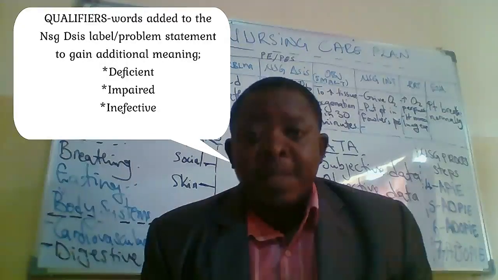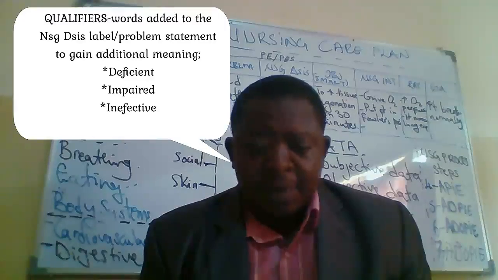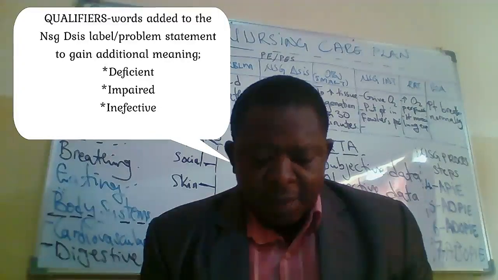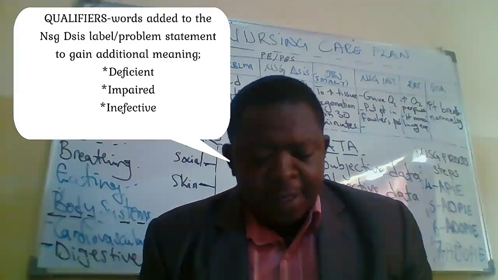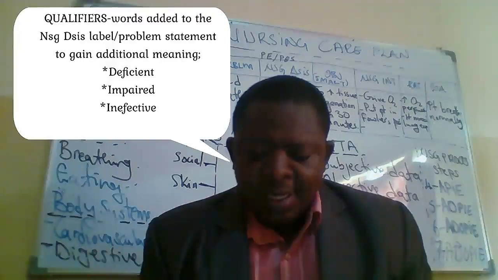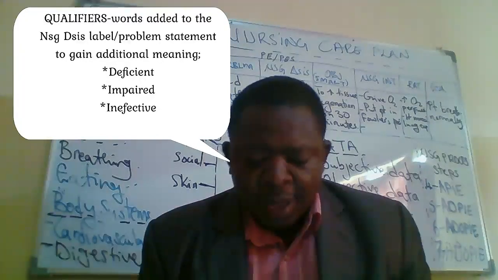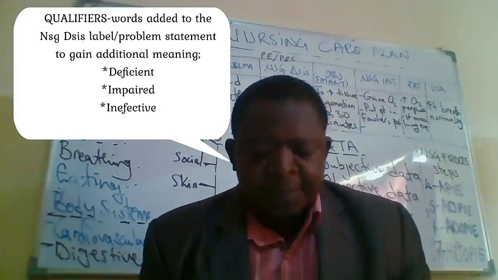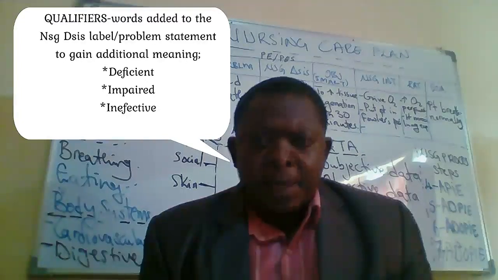Then the last part there, which is the fifth step of the nursing process, is evaluation. When you say evaluation, this is the determination of patient responses to the nursing interventions and the extent to which the outcomes have been achieved. I hope that is clear.